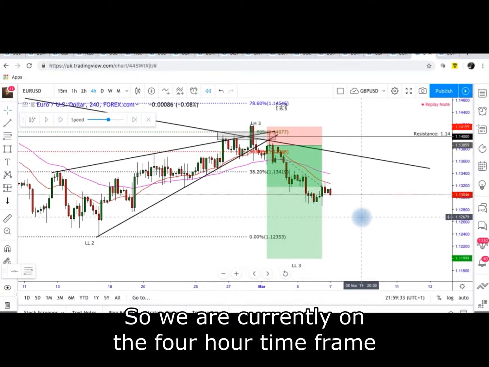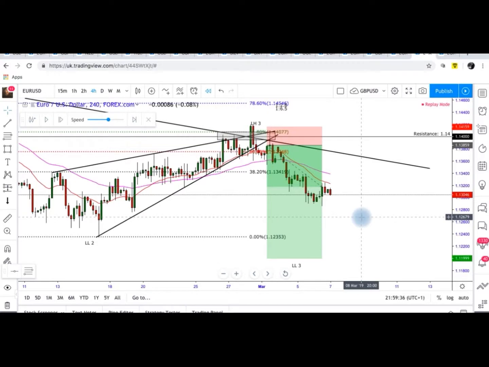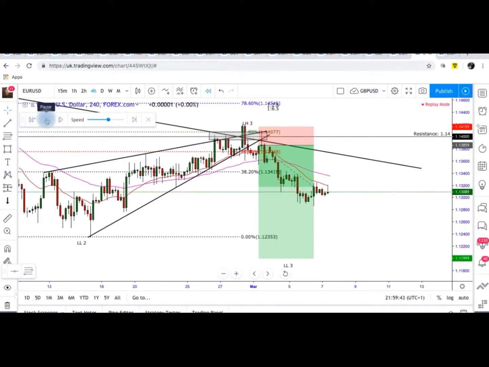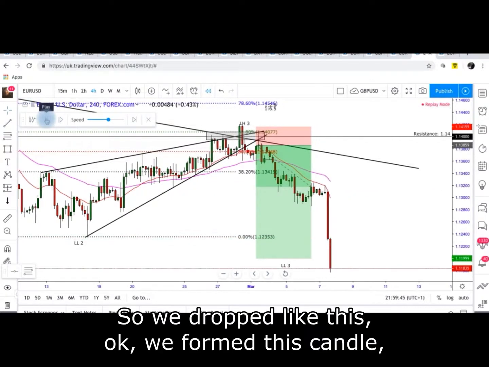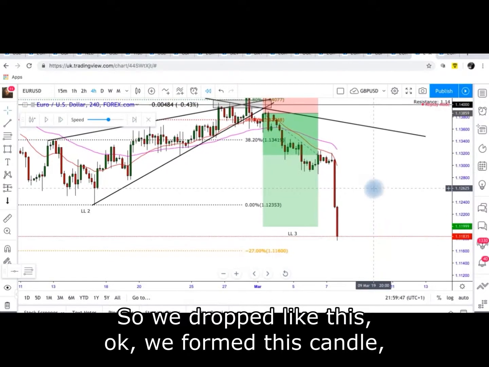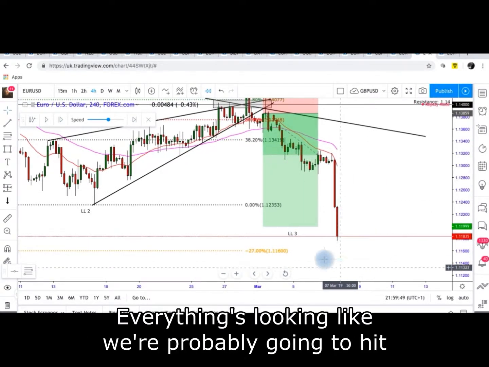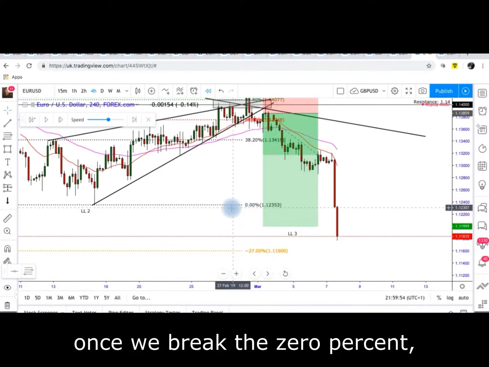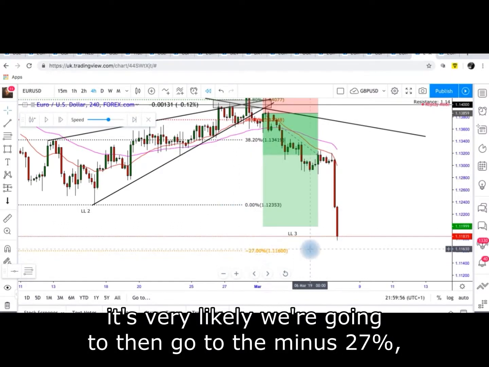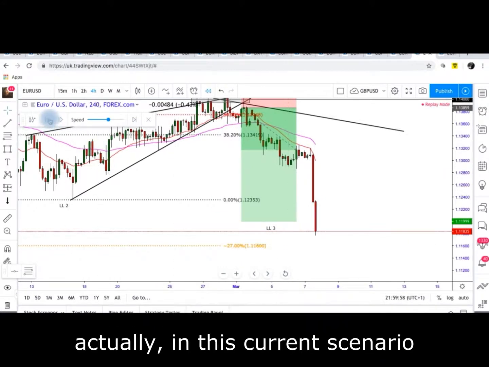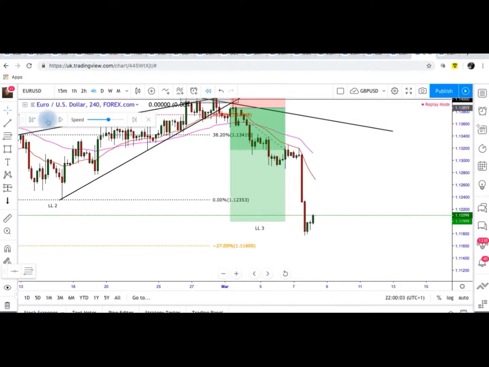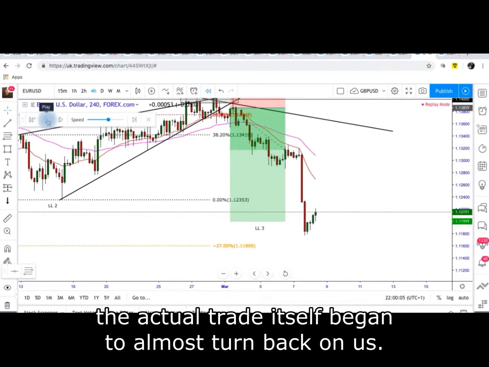So we're currently on the 4-hour time frame. We're watching price play out and maintaining our profit. So we drop like this, okay? We form this candle and everything's looking great. Everything's looking like we're probably going to hit the minus 27%. Because like I said, once we break the 0%, it's very likely we're going to then go to the minus 27%. But actually, in this current scenario, what happened was we stopped. And the actual trade itself began to almost turn back on us.